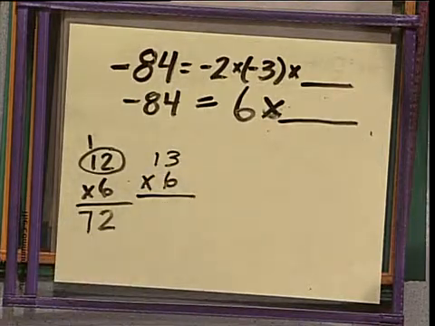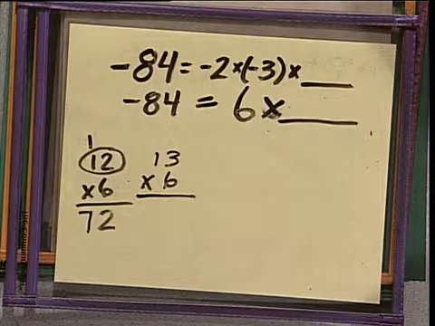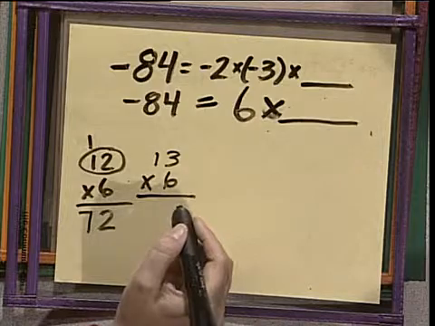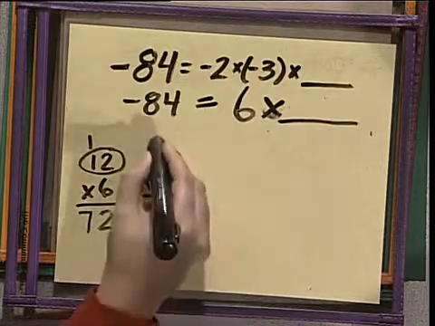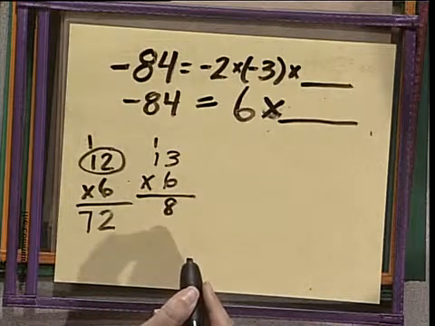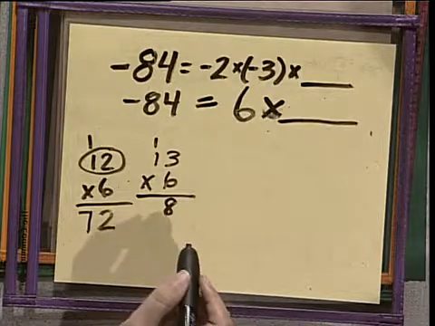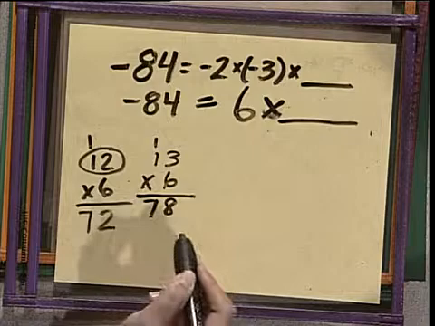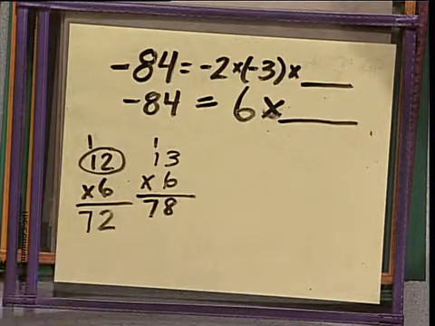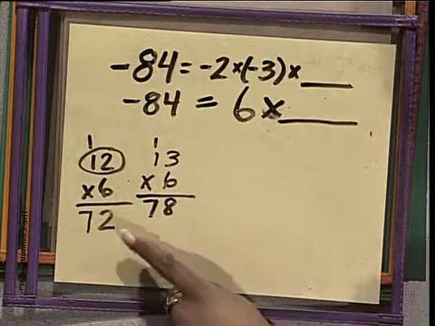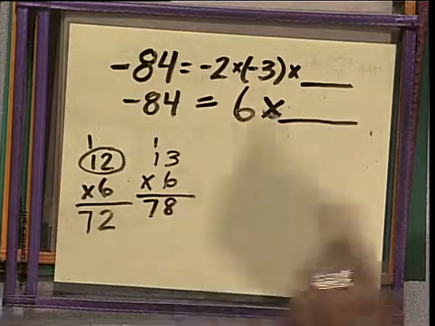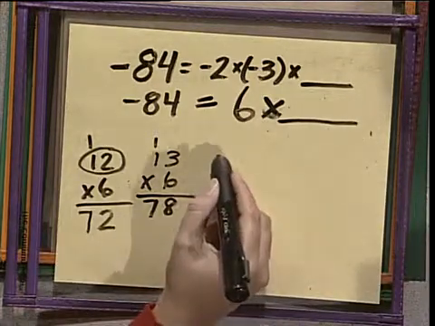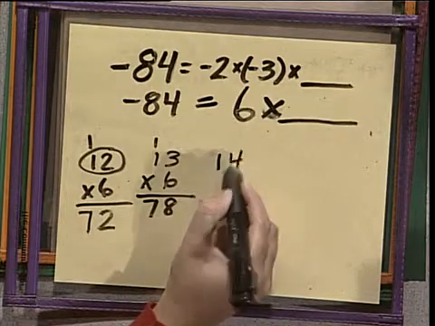So 13. What's 6 times 3? 18. And then 6 times 1 is 6, plus 1 is 7. Oh, we're so close, Roderick. So 13 times 6 is 78. So what do you think our next number should be? 14. All right, let's try it.